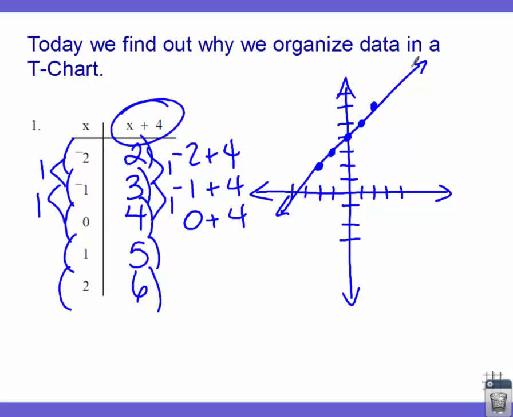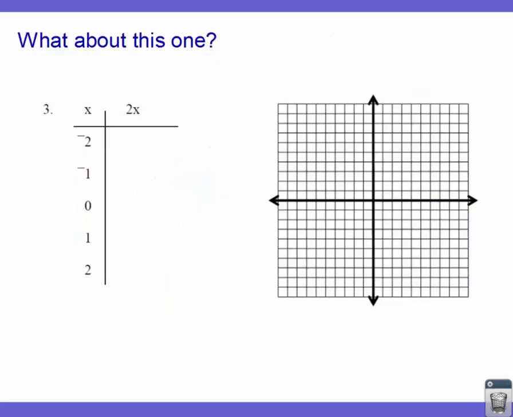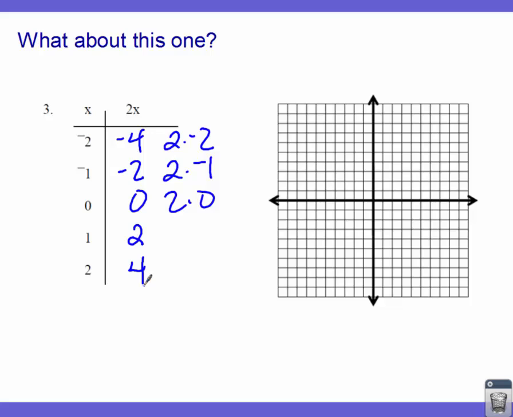Okay, so let's see if we can do another one real quick. Here's another one that was off the homework that you had to do. We just had 2x. So we plugged in our values and we did 2 times -2 gives us -4. 2 times -1 gives us -2. 2 times 0 gives us 0. So we're actually counting by 2's. So this one then would be 2, and then this would be 4. And now we're going to put this on the graph.